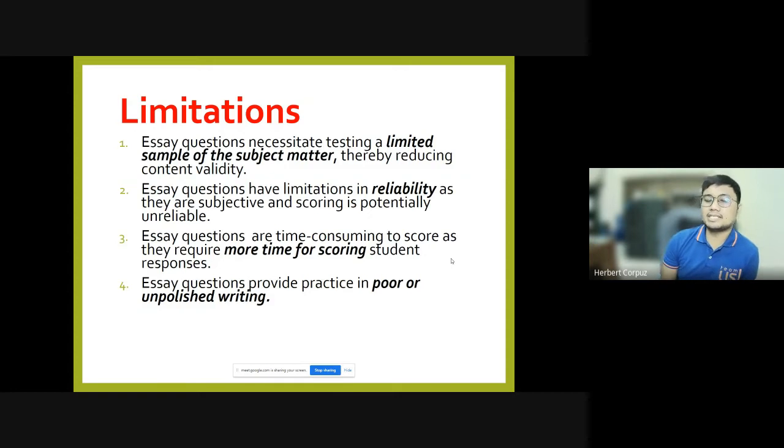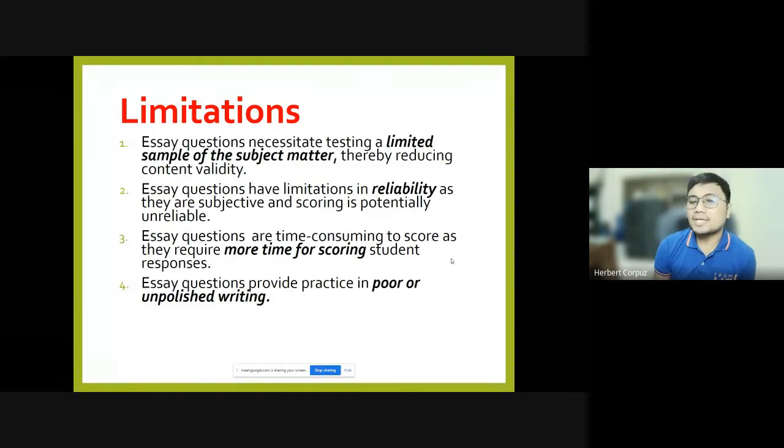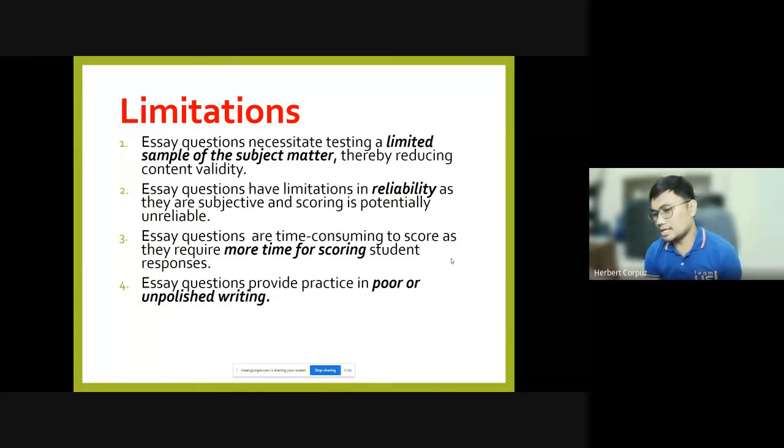Now, what are the limitations? First, essay questions necessitate testing a limited sample of subject matter. Ito yung sinasabi ko na essay type of test is not appropriate when you're targeting to measure all the learning content discussed in the class. Kaya questionable ang kanyang validity, ang kanyang content validity. Kasi hindi niya kayang i-cover lahat ng tinalakay sa klase.